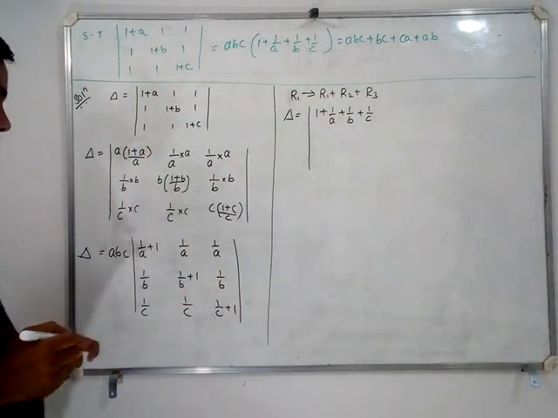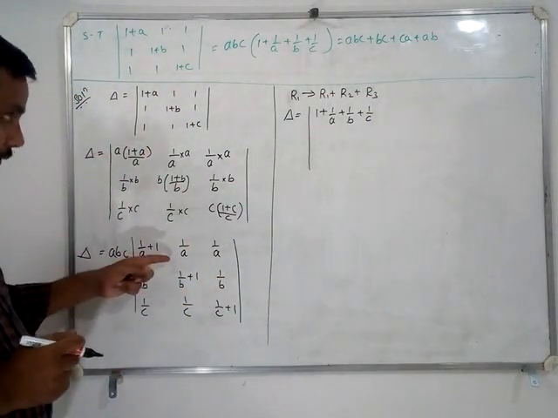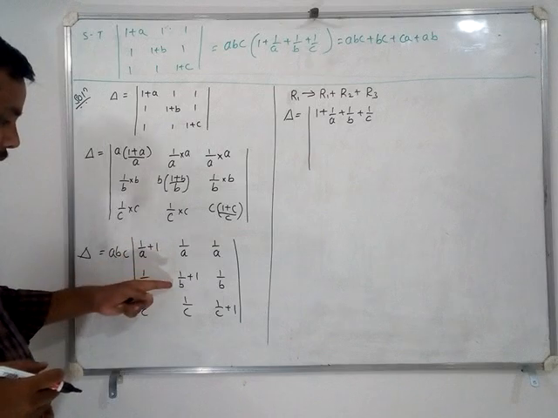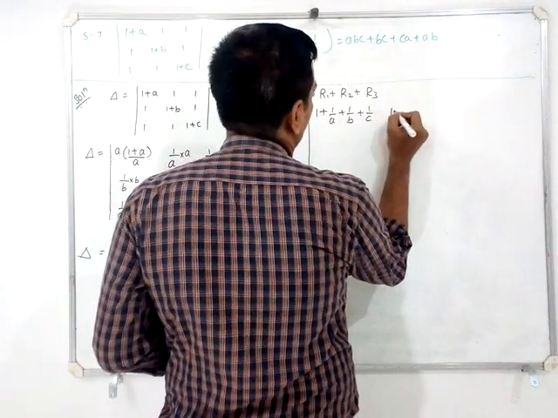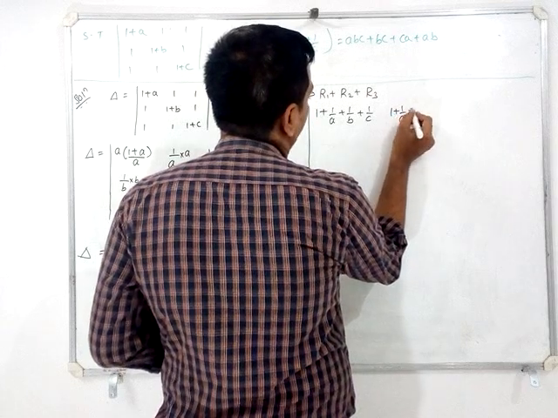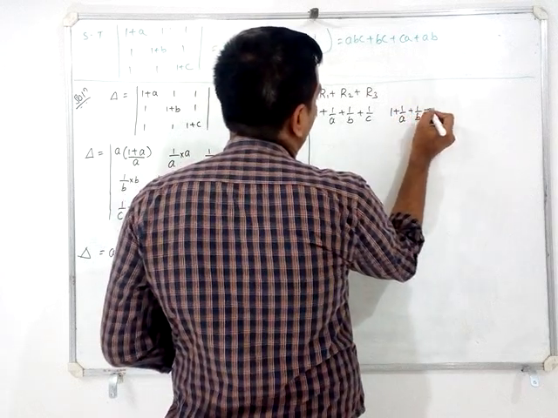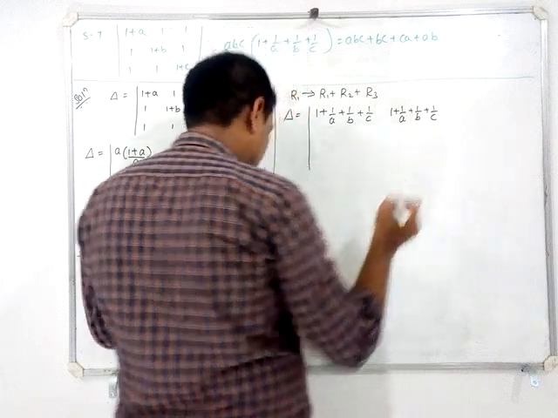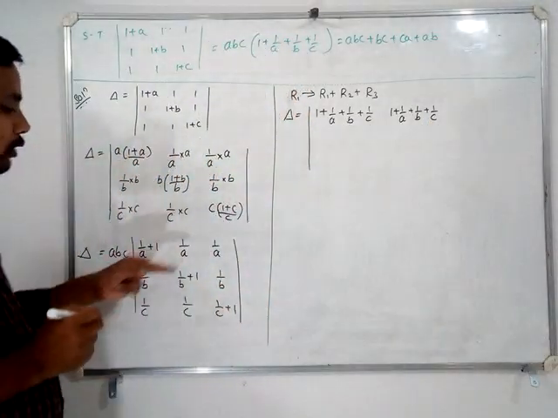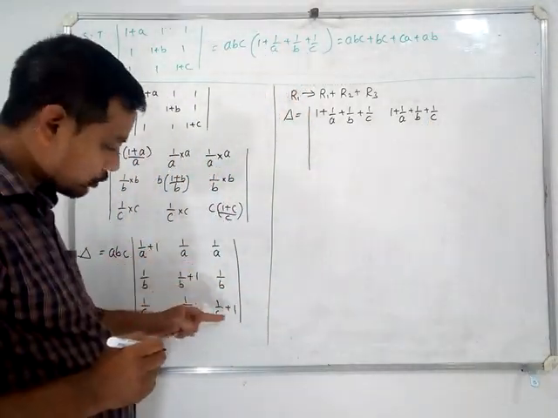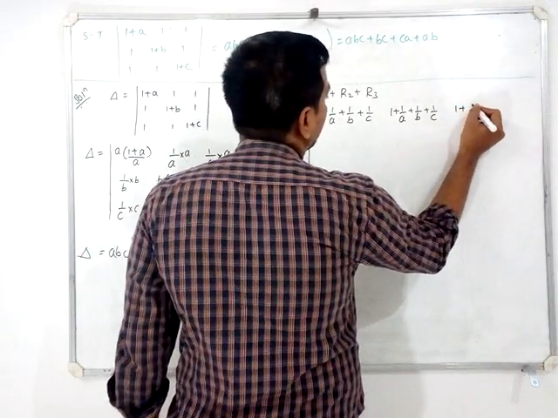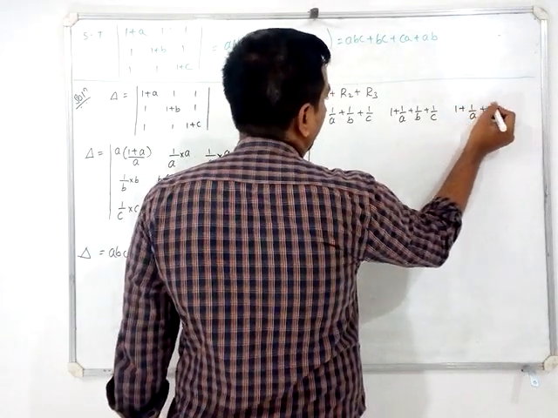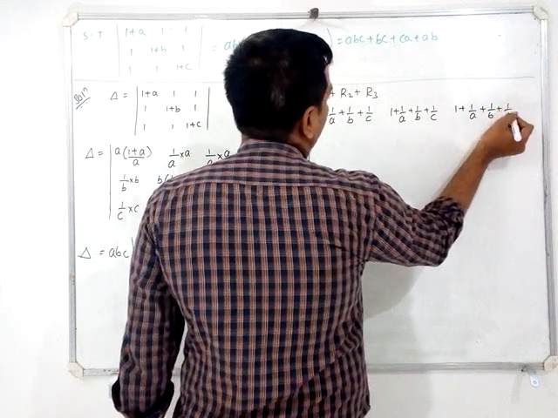Okay. And here 1 upon A is there, 1 upon B is there, 1 upon C is there, and 1 is there. So this also can be written as 1 plus 1 upon A plus 1 upon B plus 1 upon C. And here also I am having 1 upon A, 1 upon B, 1 upon C, and 1, which can be written as 1 plus 1 upon A plus 1 upon B plus 1 upon C.